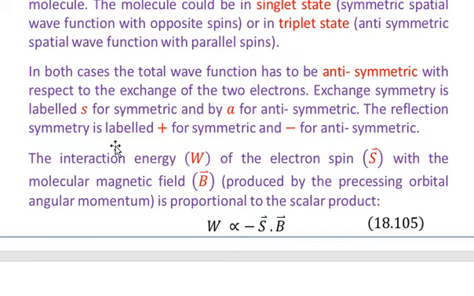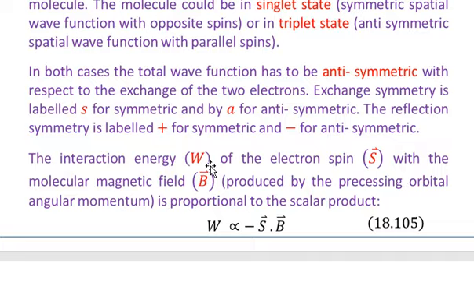The reflection symmetry is labeled with a plus sign for symmetric and with a negative sign for antisymmetric. I have also discussed the reflection properties, and we have seen that there could be a positive sign representing a symmetric reflection and symmetric wave function, and a negative sign representing an antisymmetric wave function.